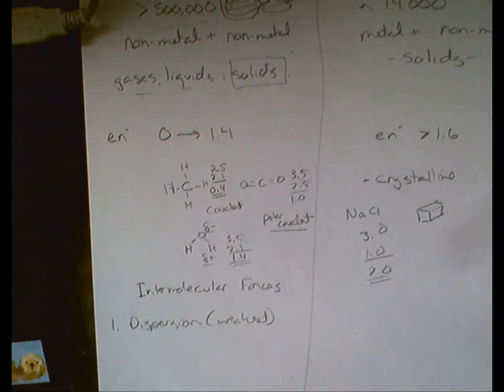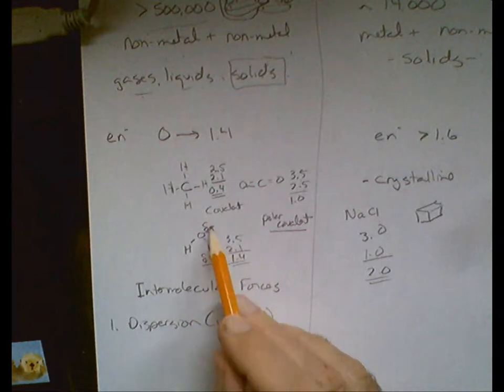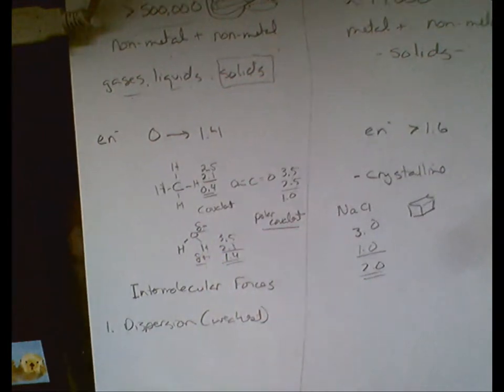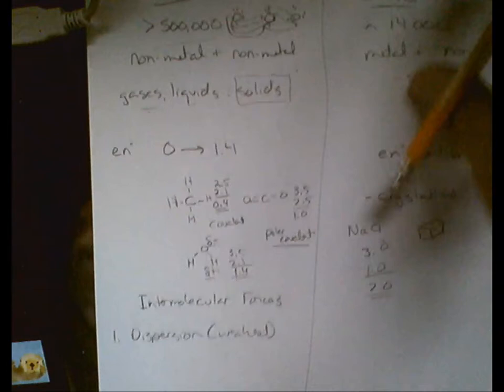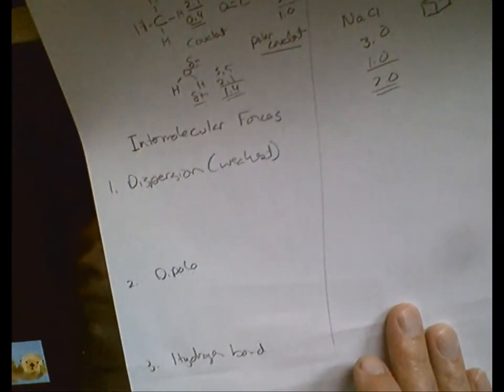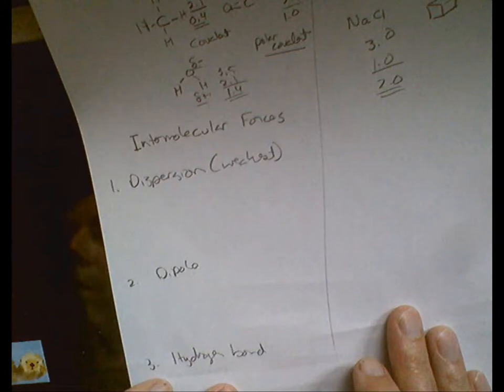Now, what's the key here to polar covalent? It means that you're going to have charge separation within the molecule. So you're going to have a negative and positive end to that molecule. Super important in chemistry. We are now going to forget the ionic things, and we're going to look at the covalent things. We're going to look at intermolecular forces.